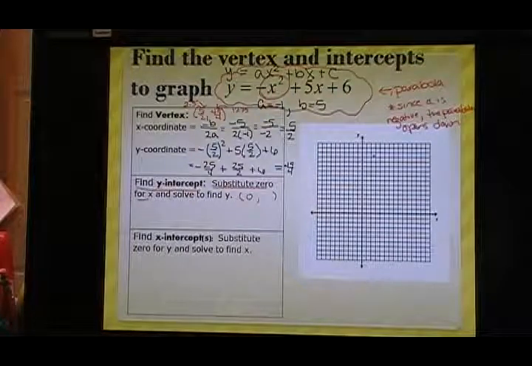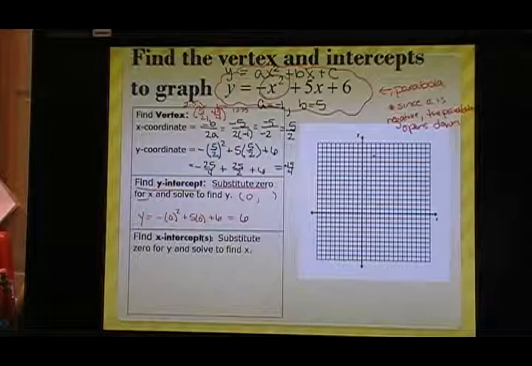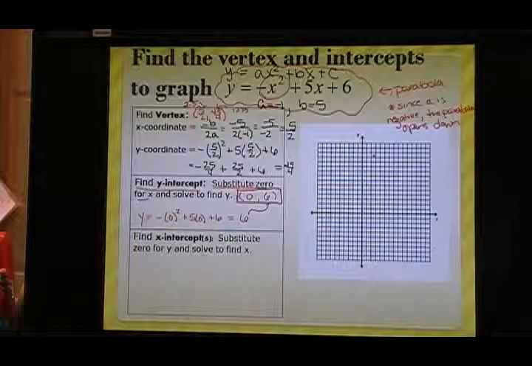So if we put 0 in for x, we have y equals the opposite of 0 squared plus 5 times 0 plus 6, which is just 6. So 6 is the y-coordinate of our y-intercept. So I hit the y-axis at (0, 6): 1, 2, 3, 4, 5, 6.